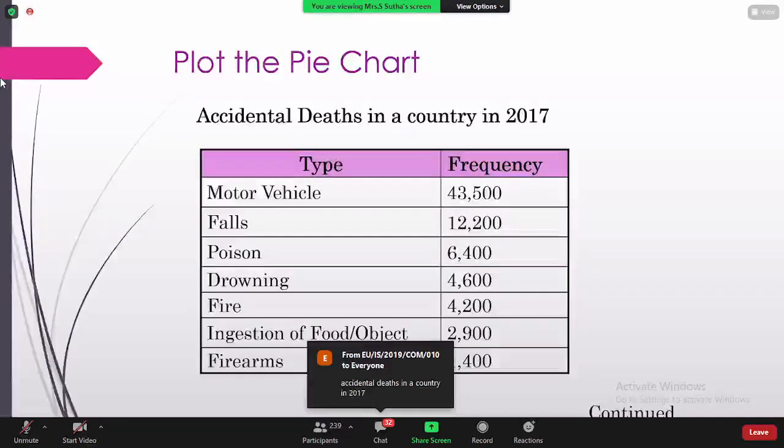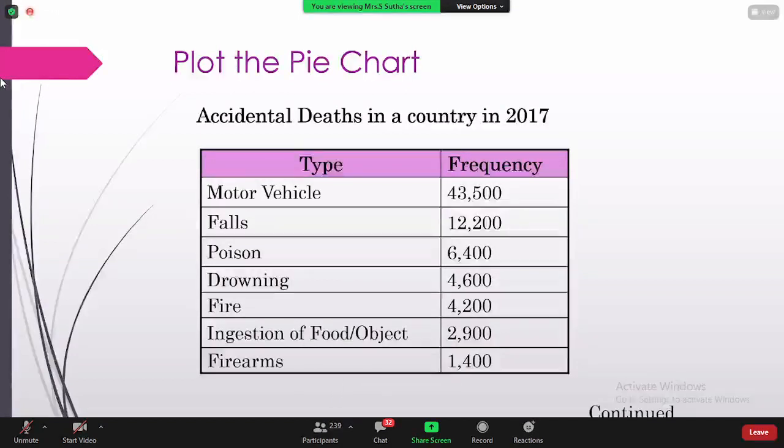Not a perfect description. Yes, accidental deaths. Types of accidental deaths occurred in a country in 2017. Types of accidental deaths in a country. What are the measurements taken for this variable? What are the measurements we take? Unmute your mic and tell it.